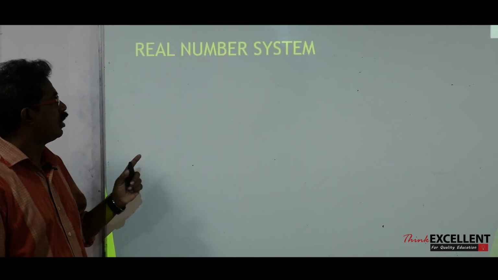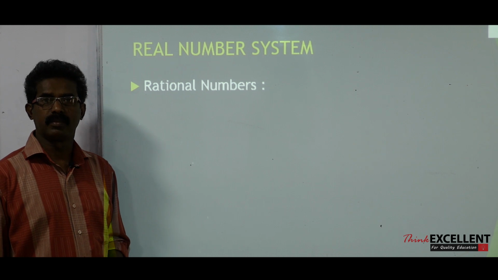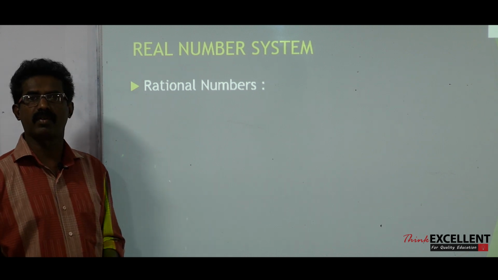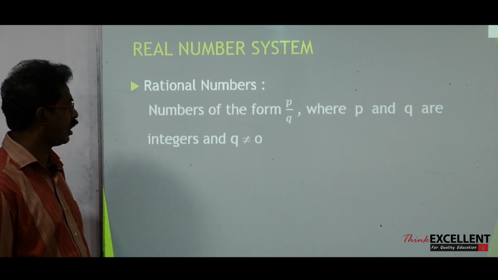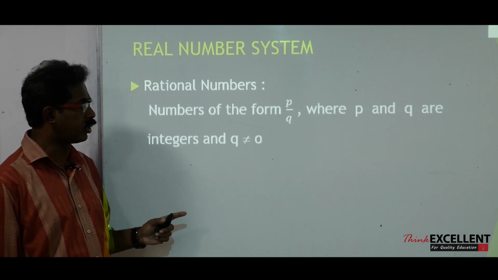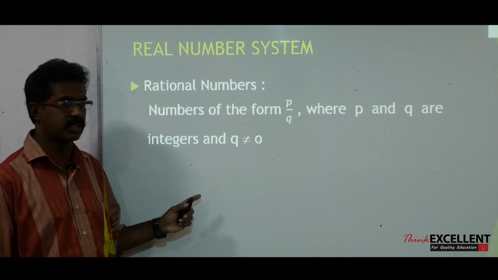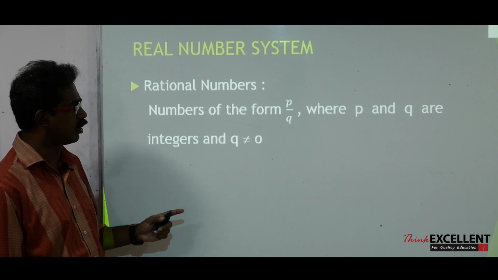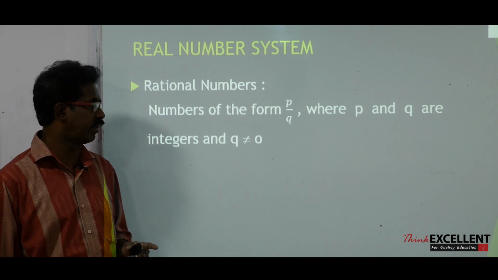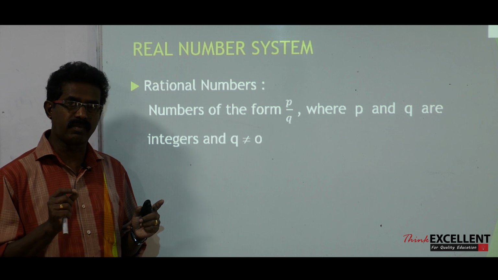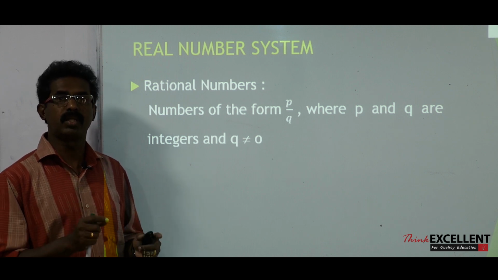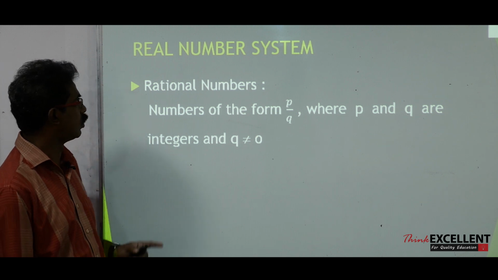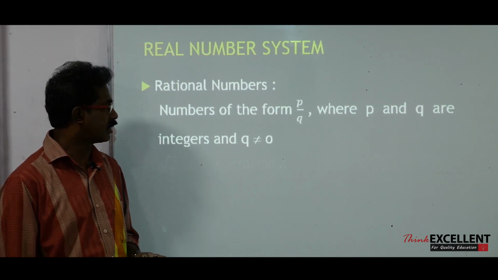Next we see rational numbers. In the lower classes you studied rational numbers. Numbers of the form P by Q, that alone is not enough. Numbers of the form P by Q, where P and Q are integers and Q is not equal to 0. Because what happens if Q is equal to 0? Something by 0 is not defined. So there are two conditions; numbers of the form P by Q is not enough. Both P and Q must be integers and the denominator is not equal to 0. Such numbers we call rational numbers.